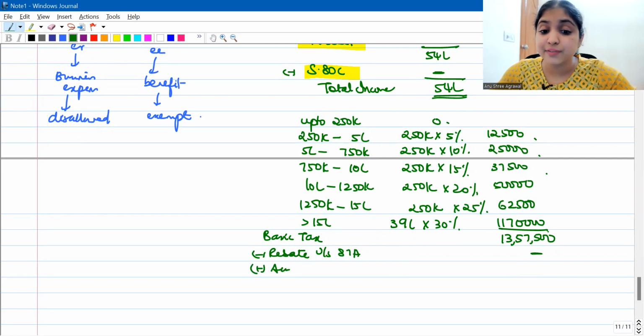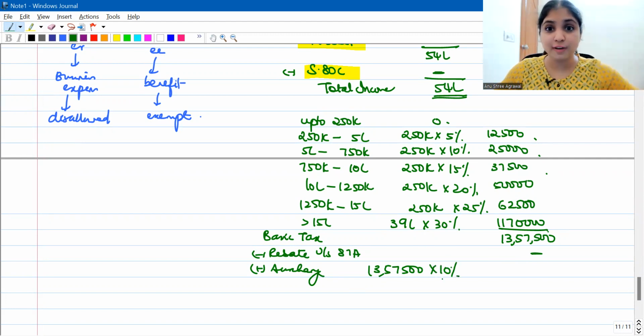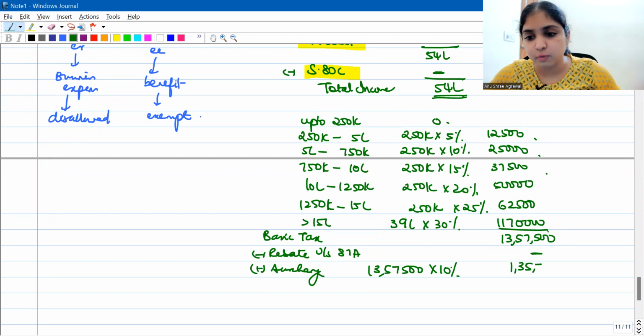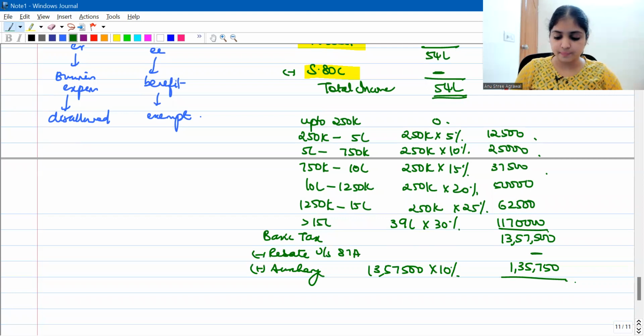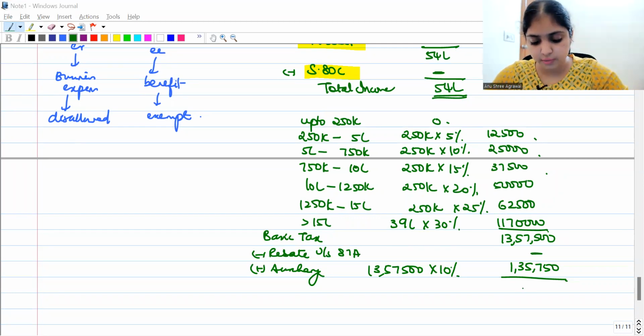But will we have surcharge? More than 50 lakh up to 1 crore, 10% surcharge, right? So surcharge is always a percentage of tax. Do not forget that. Surcharge is always a percentage of tax. So 13,57,500 into 10%. More than 50 lakh up to 1 crore, 10% surcharge. That's going to be 1,35,750. So total tax will be 14,93,250.